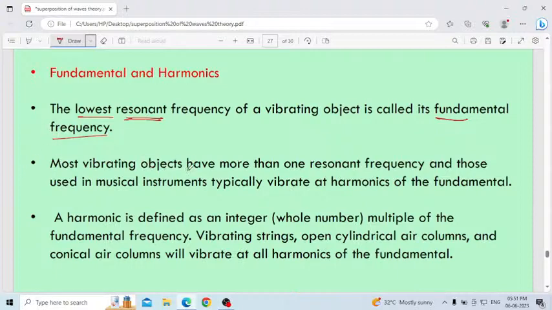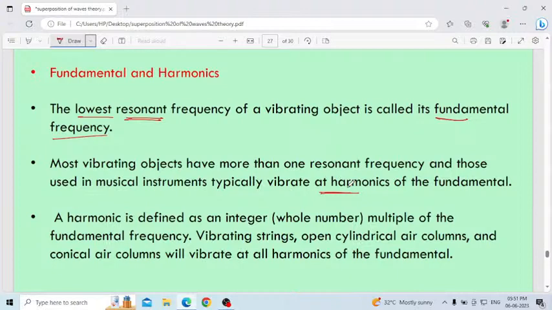Most vibrating objects have more than one resonant frequency, and those used in musical instruments typically vibrate at harmonics of the fundamental. Harmonics means that once the sound waves achieve the fundamental frequency, they start vibrating with the rhythmic harmonics.